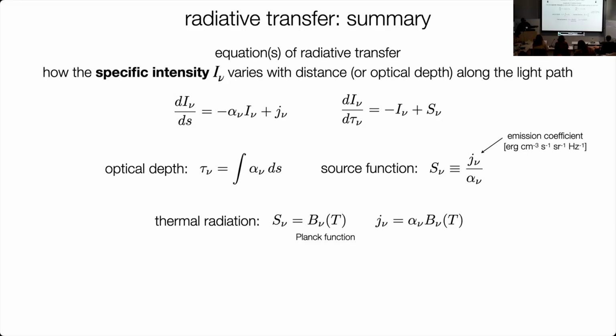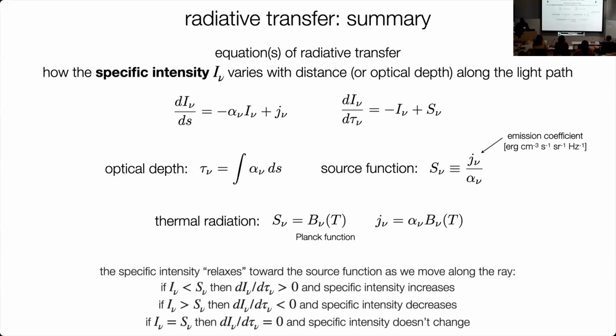The units of these specific intensities are the same, for instance, as the Planck function. And for thermal radiation, that source function is the Planck function. So you have Planck emission, and you also have absorption, and you calculate this equation of radiative transfer. It can be more complicated than this, especially if you have scattering, but that's basically the idea.